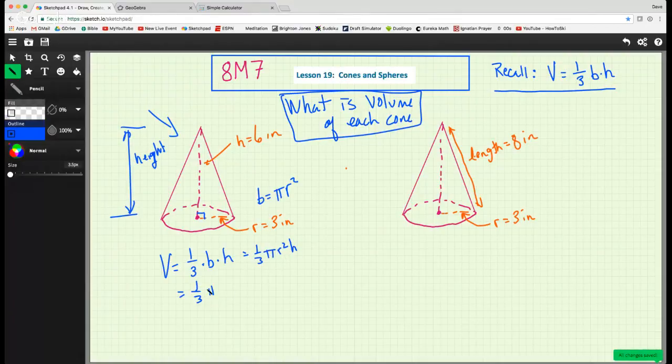So we're going to take 1/3 pi 3 squared times 6. So that's equal to, we'll put the pi in front, 1/3 times 3 times 3 times 6, because that's 3 squared. 1/3 times 3 is 1, so those cancel. And so we get 18 pi. And what are our units? Our units are inches, and volume is cubed. So 18 pi inches cubed.